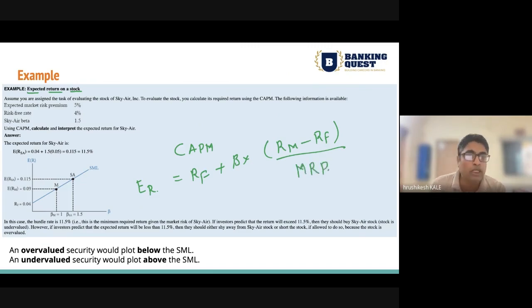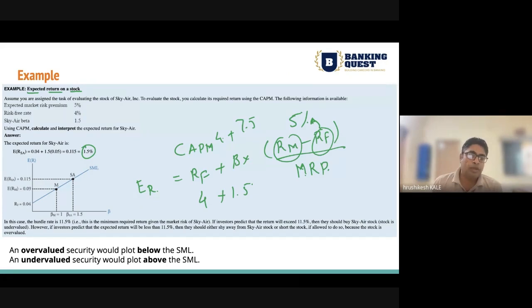So let's see what they have given you. The expected market risk premium is given as 5%. Both return of market minus risk-free rate, the market risk premium, is given as 5%. Risk-free rate is given as 4%, and beta is given as 1.5. So 5 into 1.5 is 7.5, plus 4 should be 11.5. That's the answer. Nothing to worry about. It's as simple as that.